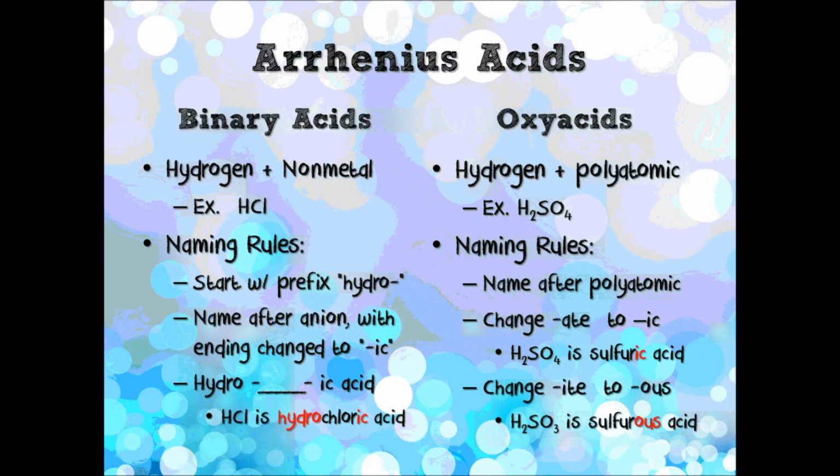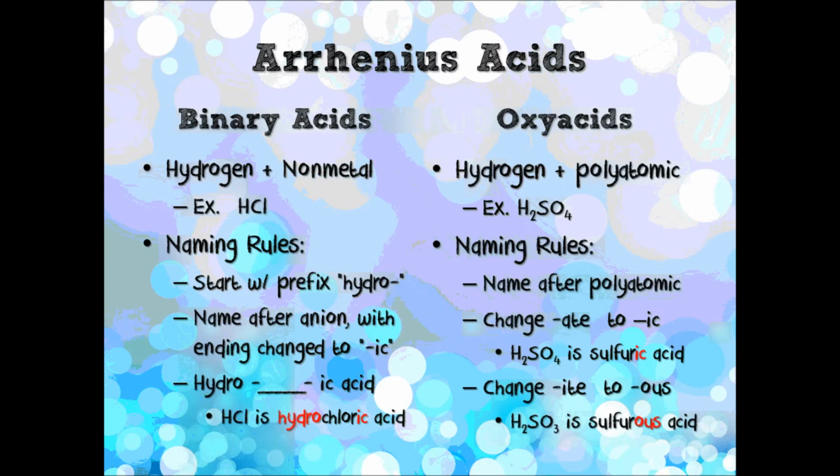If we want to name a binary acid, the names of all of these acids begin with the prefix hydro. After that prefix, the acid is named after the anion with the ending changed to -ic. So for example, HCl becomes hydrochloric acid because it's named after the anion chloride.